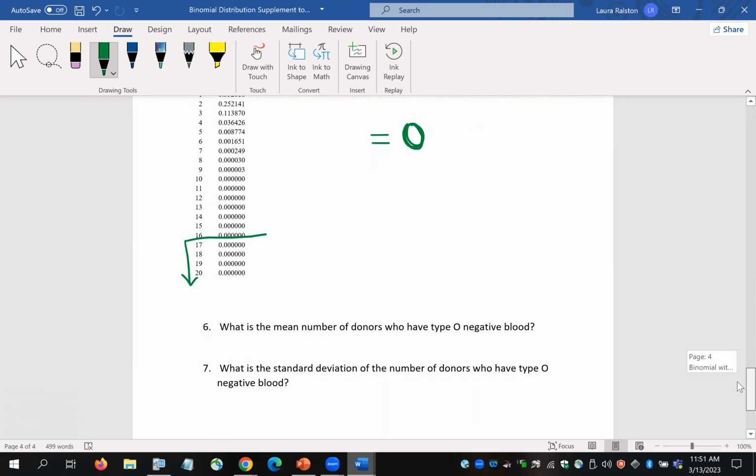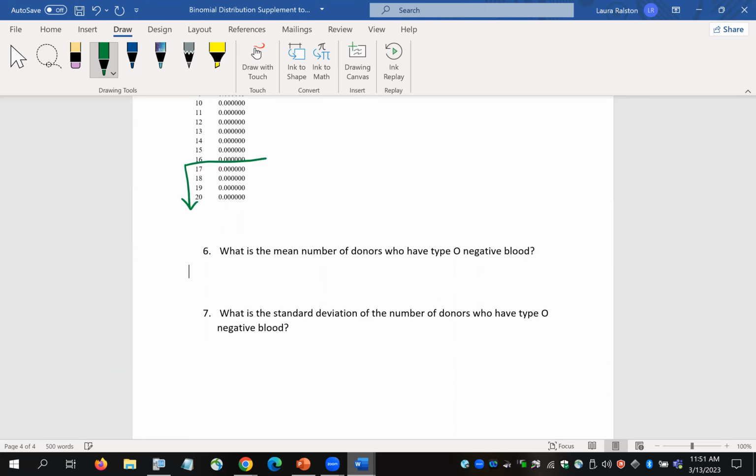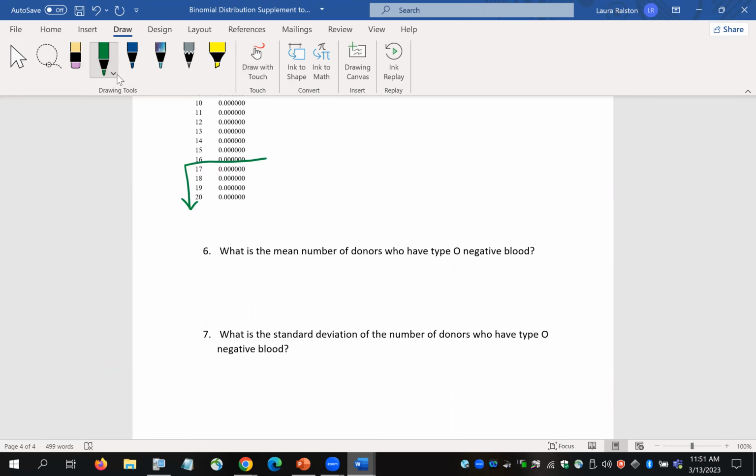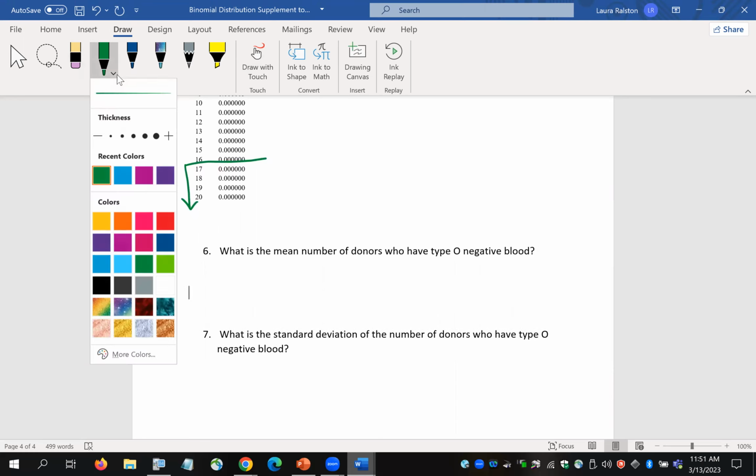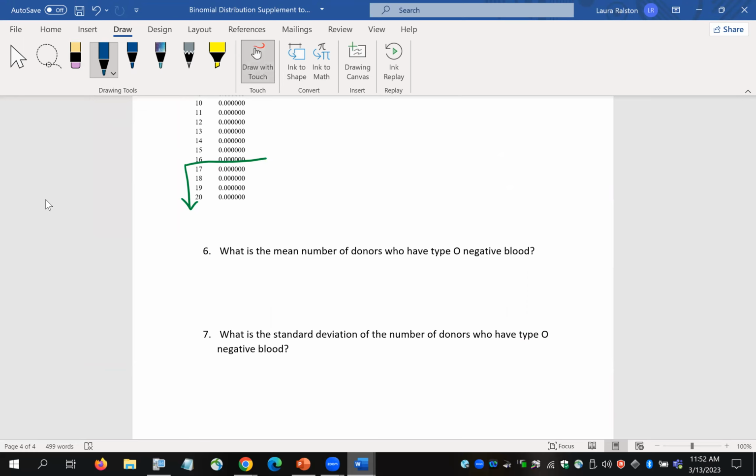Then it asks you to find what is the mean number who have type O negative blood. Remember the mean is N times P. So we have 20 people and there's a 7% chance that they're going to have type O negative blood. It's 1.4.